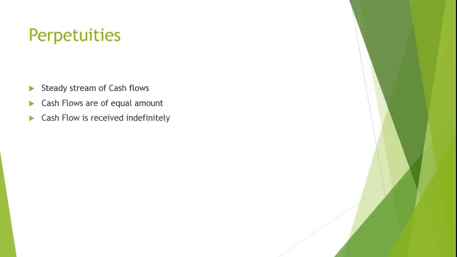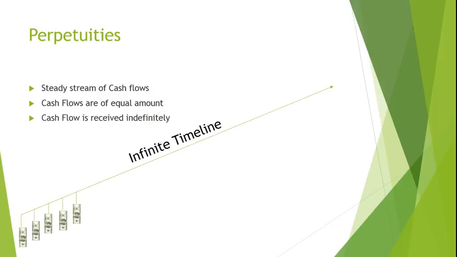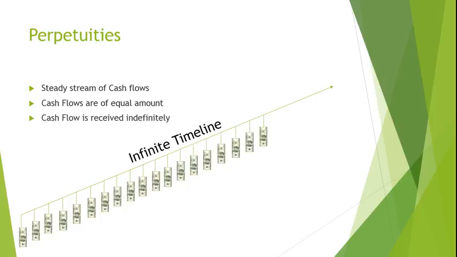A perpetuity is a steady stream of cash flows of equal amounts that are to be received or paid indefinitely. A perpetuity is a form of an ordinary annuity and is sometimes called a perpetuity annuity. A true perpetuity is rare, but they are not non-existent.